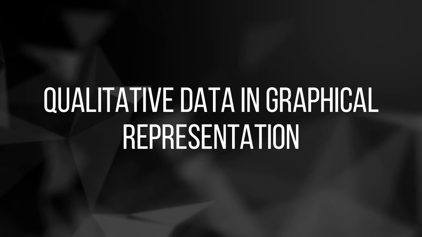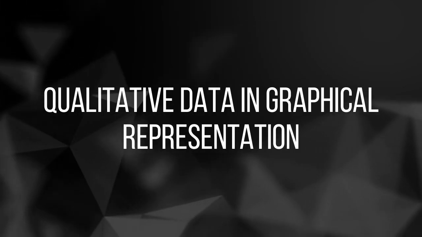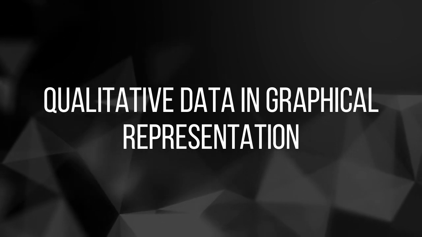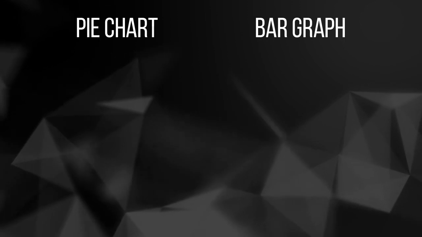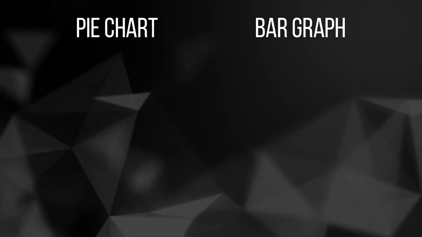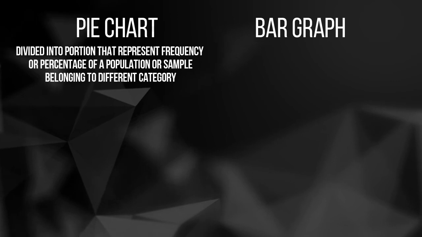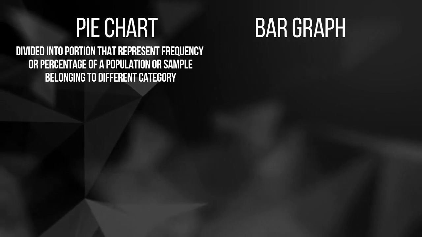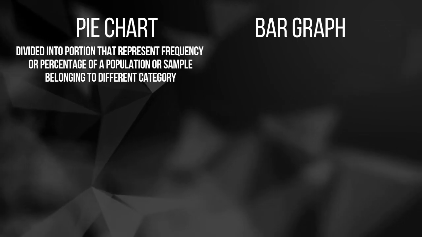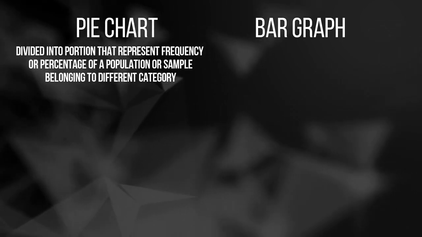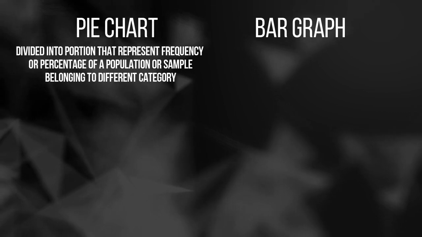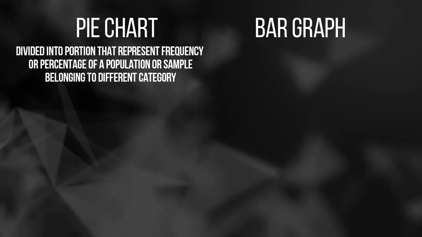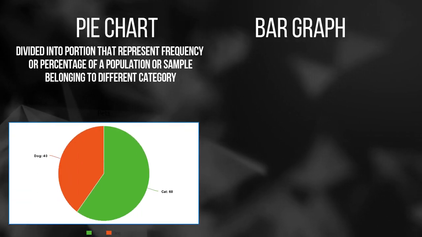On to the next one, which is graphical representation. There are two common techniques for representing qualitative data, which are pie chart and bar graph. Pie charts are divided into portions that represent the relative frequency or percentage of a population or a sample belonging to different categories. For this example, we will use the percentage.